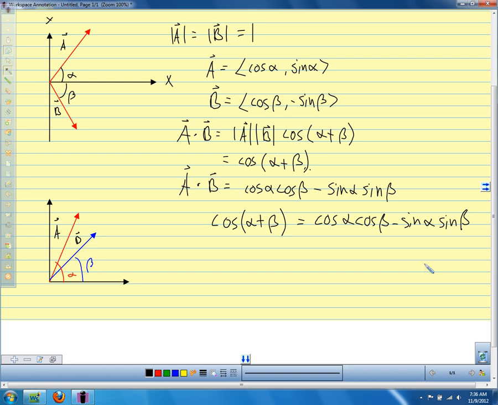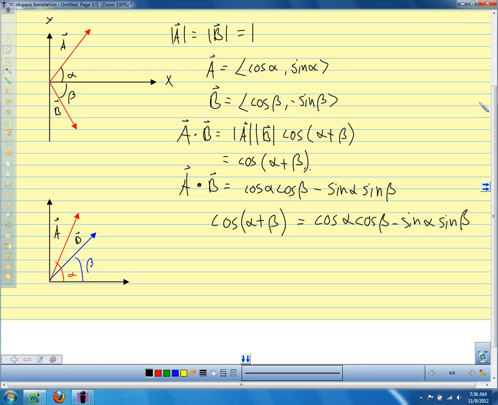Aren't you assuming those are true though when building cosine alpha cosine beta minus sine alpha sine beta? These are both just expressions for the dot product. The dot product A dot B is the x components multiplied plus the y components multiplied. So I'm just using the two different representations of the dot product and setting them equal to each other. Yeah, I see. Okay.